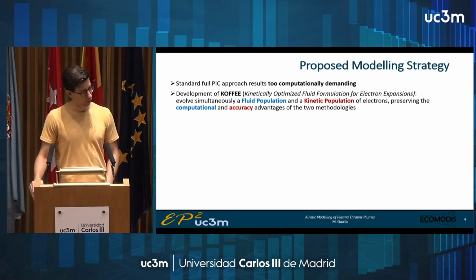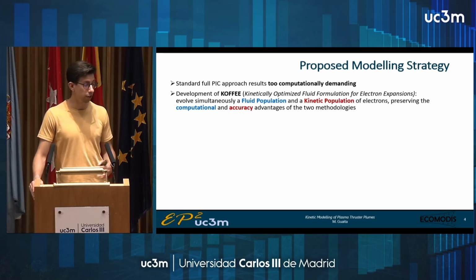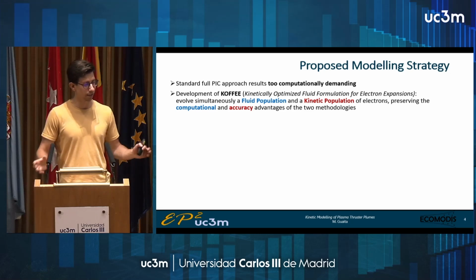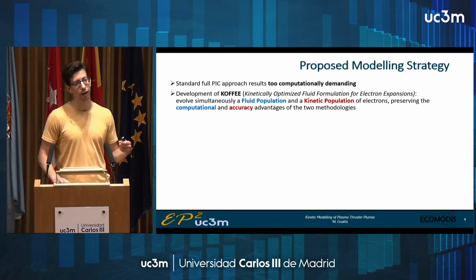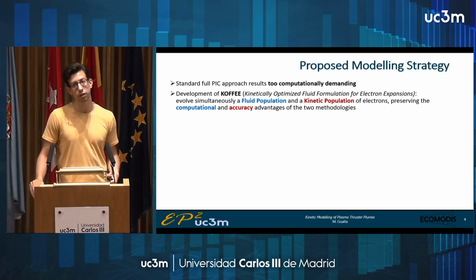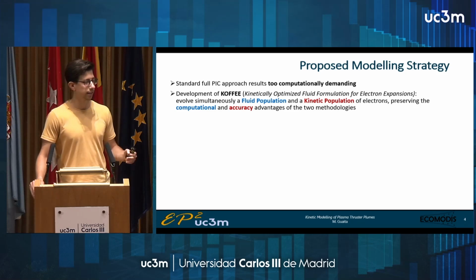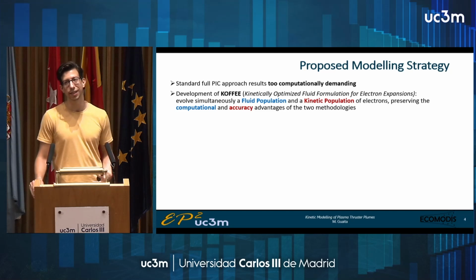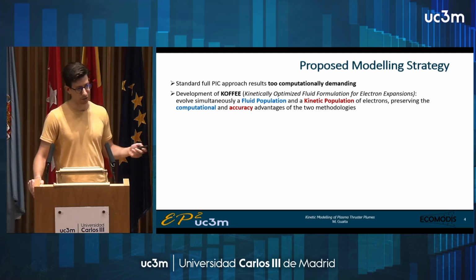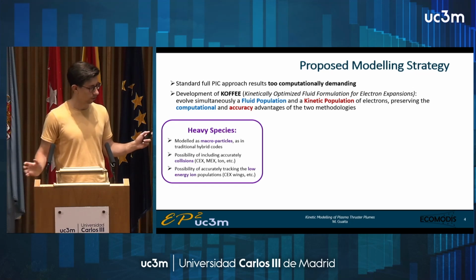So what we propose to do is a formulation which we have termed COFFEE, which mixes the two worlds. So we will have a fluid population of electrons, which is responsible for reducing the computational costs, and a kinetic, so a particle population of electrons, which is instead responsible for giving us the nice kinetic and accurate responses that we want. So let's go through the code very quickly.